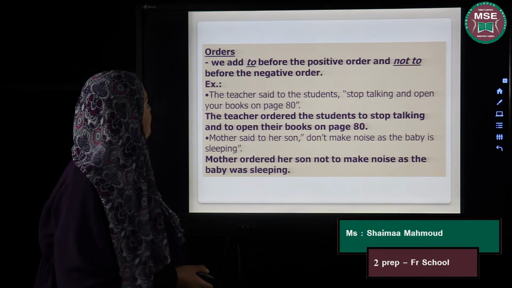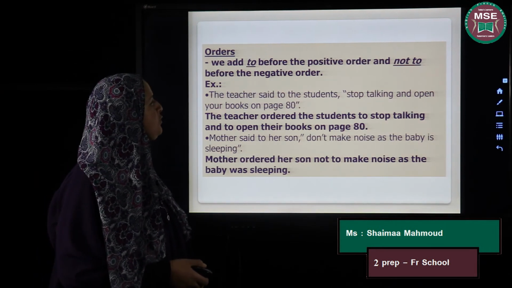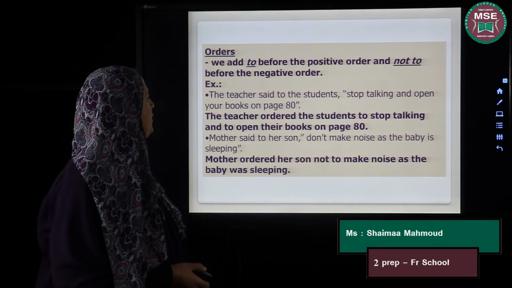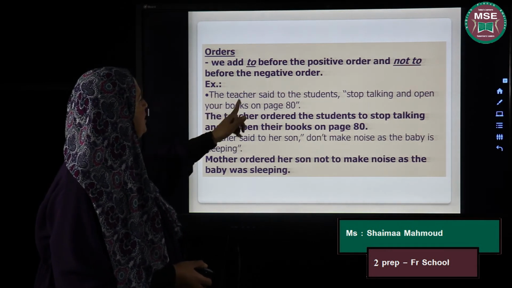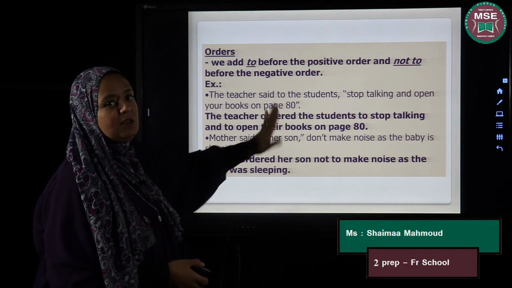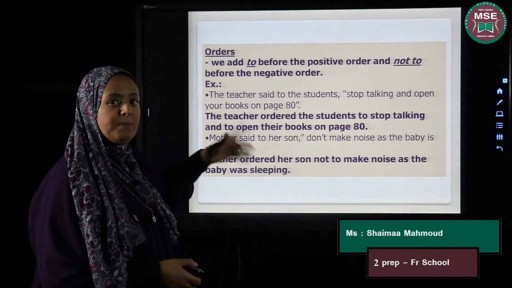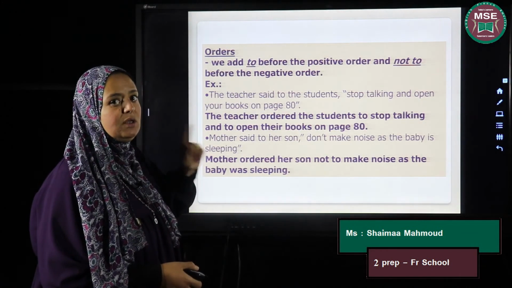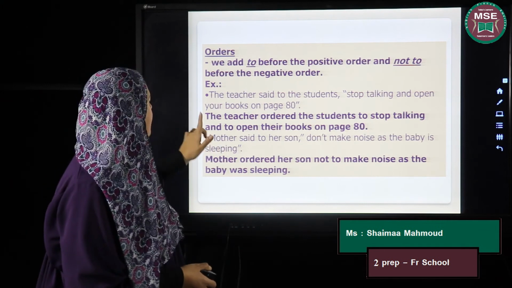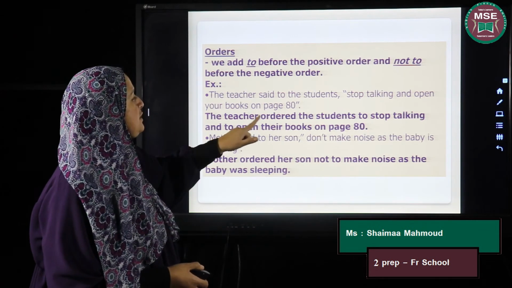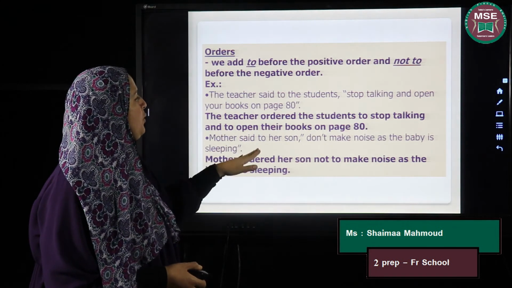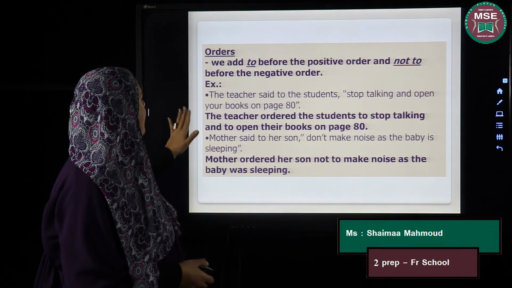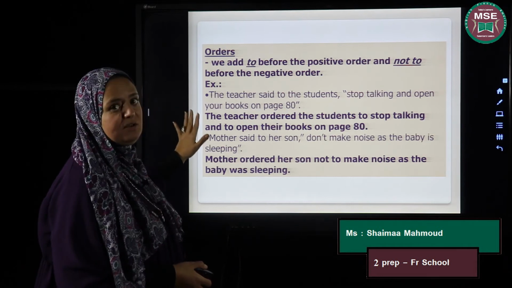What does this mean? Example: the teacher said to the students, "Stop talking and open your books on page 80." So here is the order. The teacher said to the students, "Stop talking." So she ordered them to talk? No, not to talk, but to stop talking. So the teacher ordered the students to stop talking and to open their books on page 80. And this was a positive order.